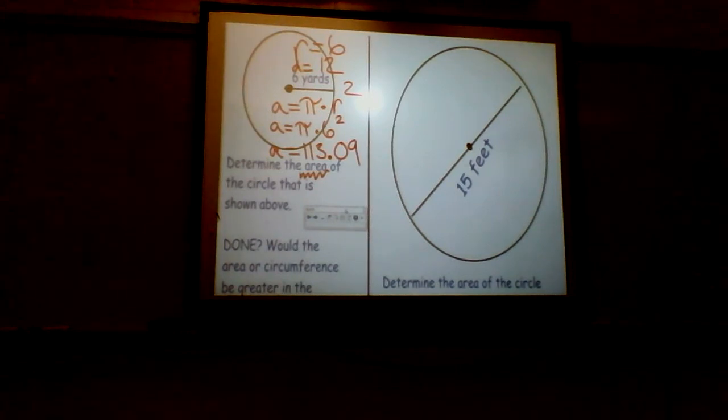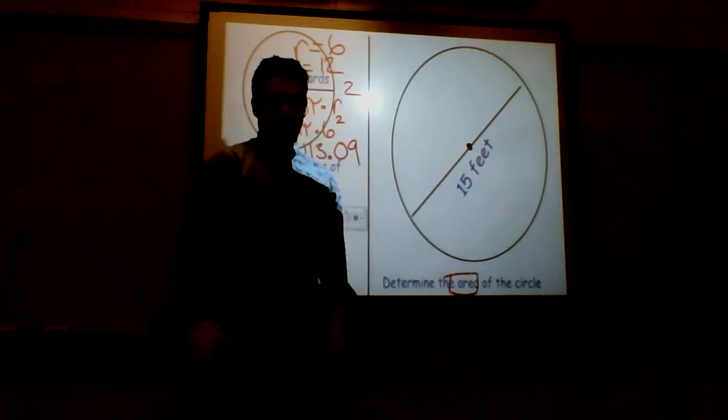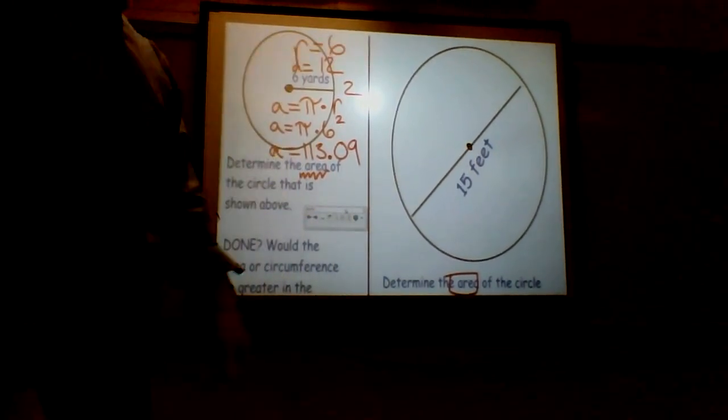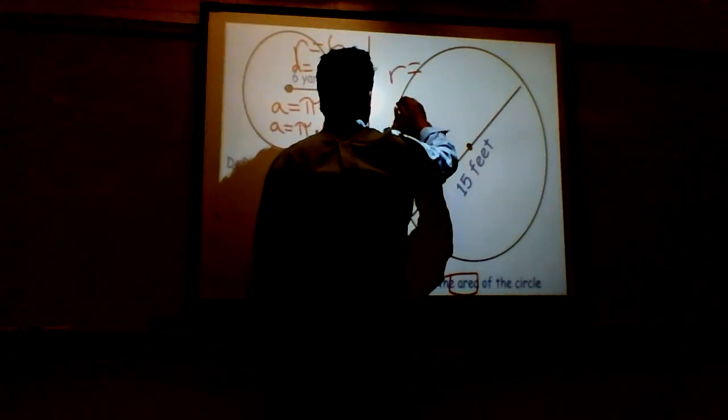The problem on the right also says, determine the area of the circle. Well, I see a circle. So, first thing I should do is determine the radius and the diameter.